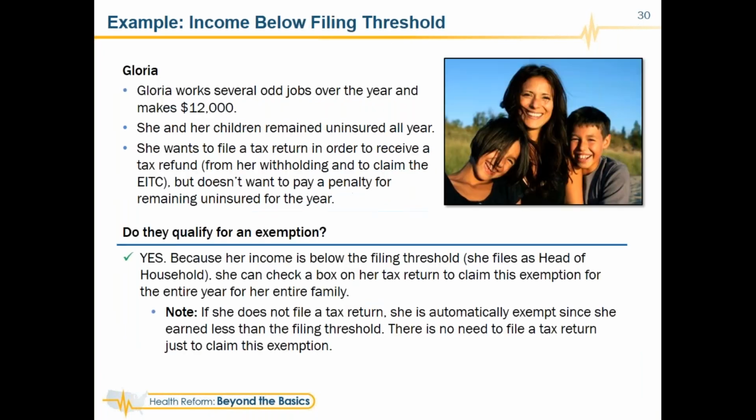So an example of this is Gloria. She works several odd jobs over the year and makes $12,000. She and her children remain uninsured all year. She wants to file a tax return in order to receive a tax refund from her withholding and to claim the earned income credit, but she doesn't want to pay a penalty for remaining uninsured for the year. So does she qualify for an exemption? Yes, she's going to qualify because her income is below the filing threshold. She's just going to check a box on her tax return to claim the exemption for the entire year for her family. And even if she doesn't file, she's going to be automatically exempt, so she doesn't need to file just to claim the exemption.